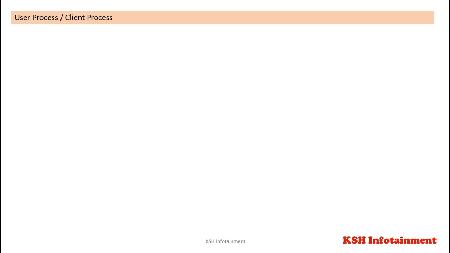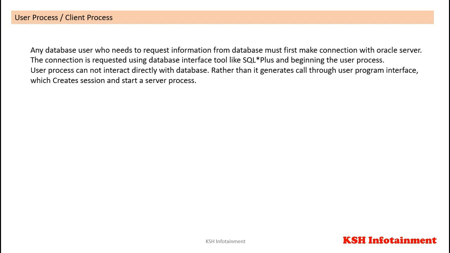Now we have process architecture. The first one is the user process, or we can say the client process. Any database user who needs to request information from the database must first make a connection with the Oracle server. The connection is requested using database interface tools like SQL Plus, beginning the user process. The user process cannot interact directly with the database. Rather, it generates a call through the user program interface, which creates a session and starts a server process.